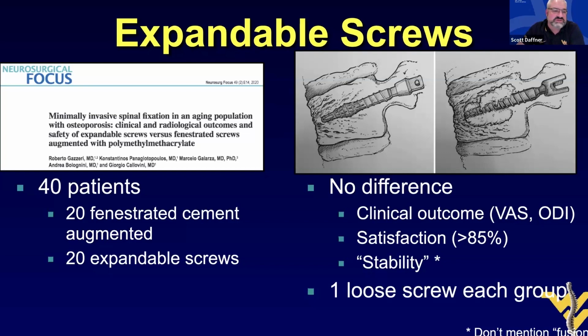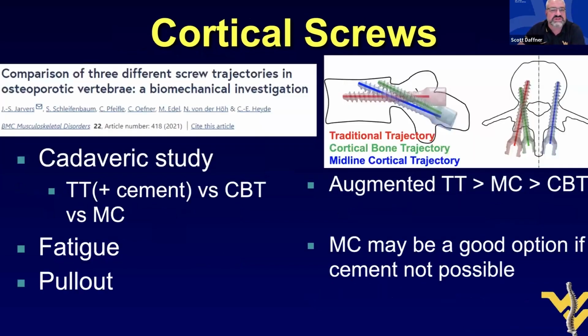This was a clinical study comparing patients who used either a fenestrated screw with cement augmentation versus just an expandable screw. And they found no difference in their clinical outcomes or patient satisfaction of the outcomes, and no difference in what they called stability, which is interesting to me just because the article didn't ever once mention the word fusion. They just called it stability. So I don't know if they ever actually assessed true bony fusion in that study.